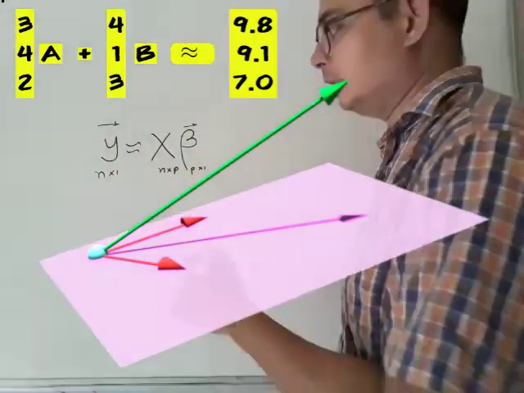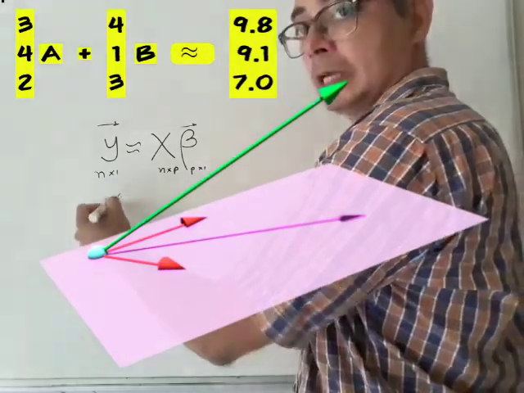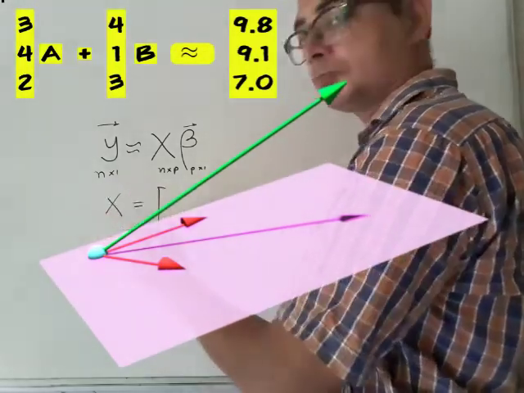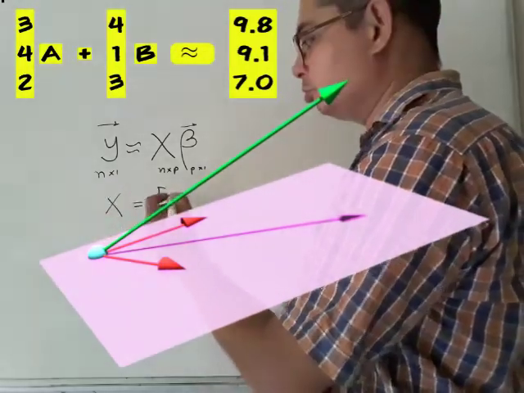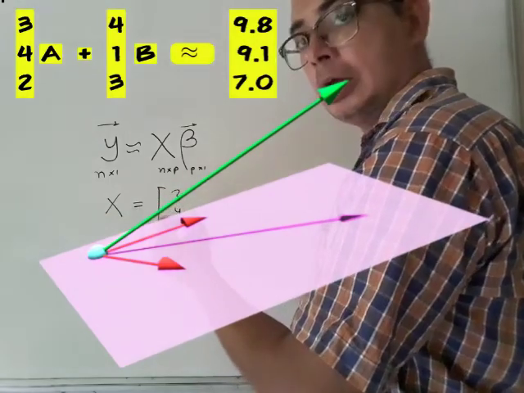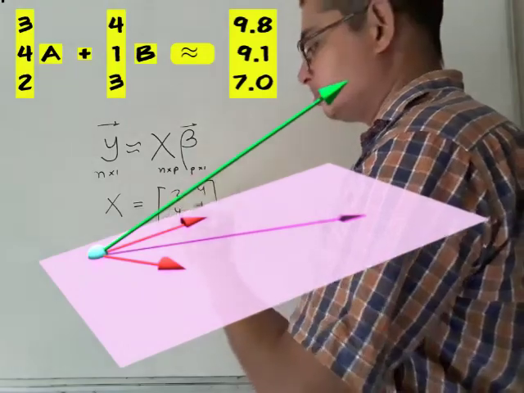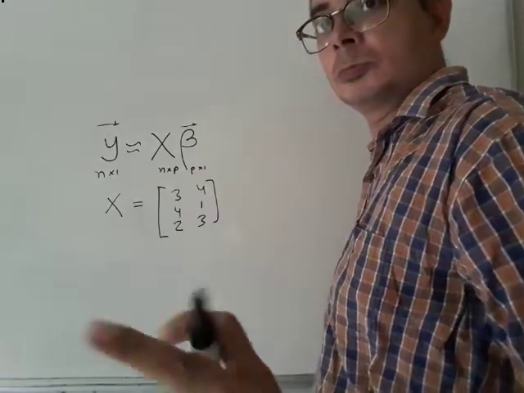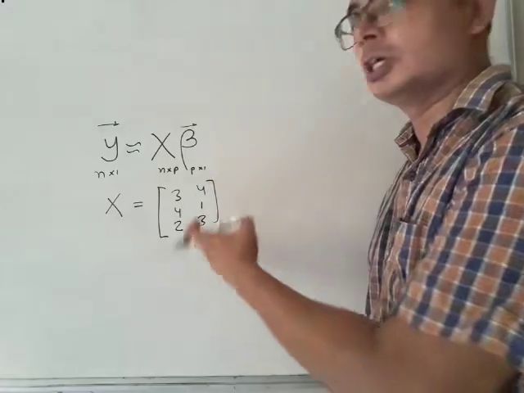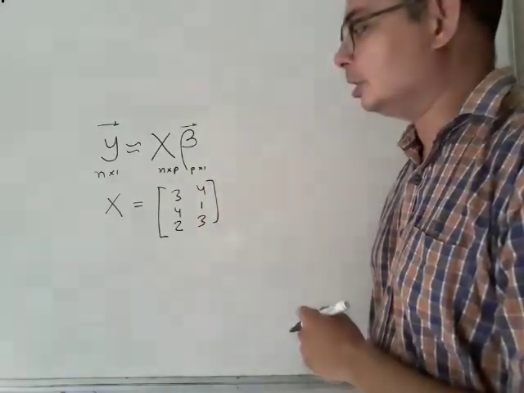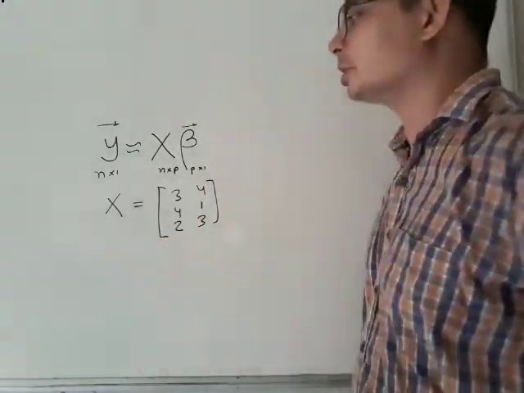So in my example, I have x given by these things. What are the things? 3, 4, 2, and I have got 4, 1, 3. So these are the vectors that I'll be working with. So this is the matrix that I'll be working with.